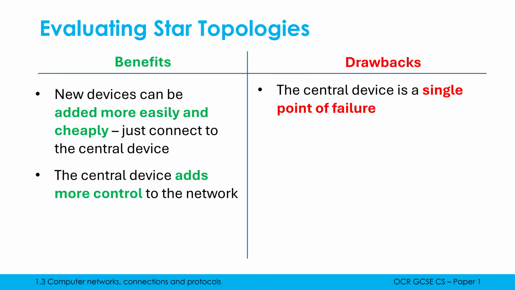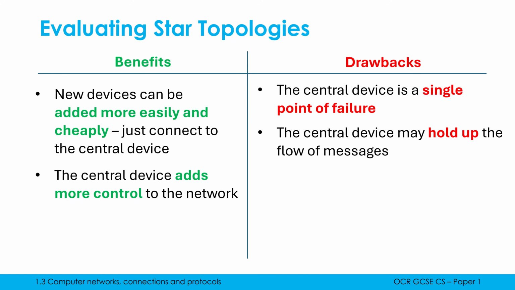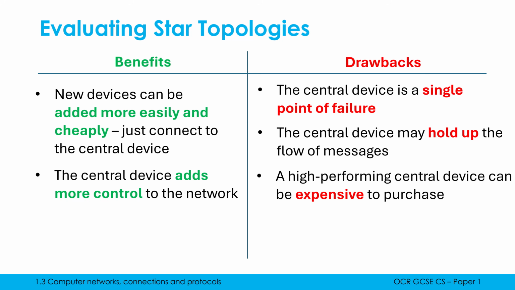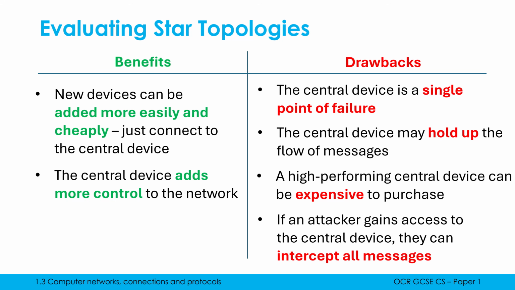However, this central device is so important to the network functioning correctly, and it's a single point of failure. That means if it breaks, the whole network will go down because we are relying on the central device working to be able to send messages at all. Even in a less extreme situation when it's just being slow, the central device may hold up the flow of messages. It may cause congestion if it's not good enough, essentially. And this is why if you want to buy a high-performing central device, it can be very expensive to ensure that it's not holding up any of your messages. And lastly, if an attacker were to gain access to this central device, they are able to intercept all messages, which is clearly a nightmare for security.